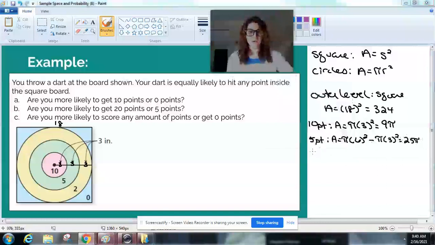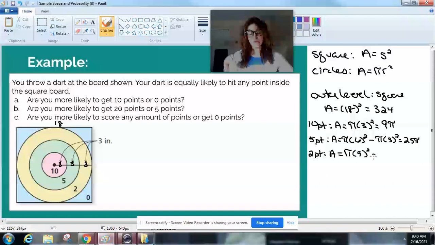Then we have our 2-point circle. So that area is pi times 9 squared minus the inner circles, which is just the 6 squared. We don't have to do 6 squared minus 3 squared because we're taking out that whole entire inner circle. So then we have 81 minus 36, and that's 45 pi.